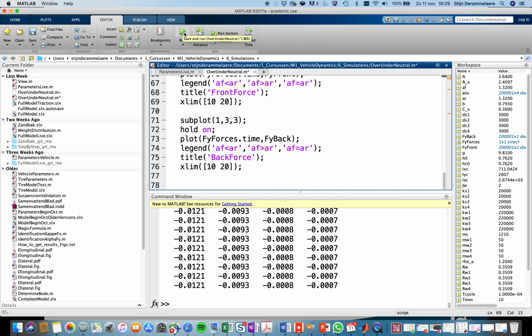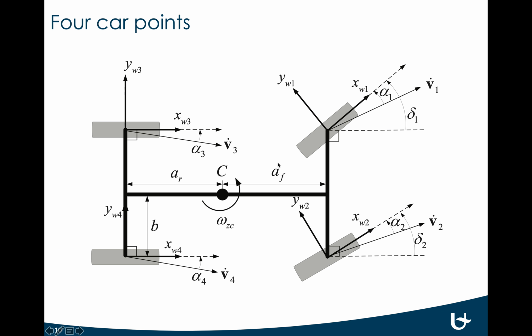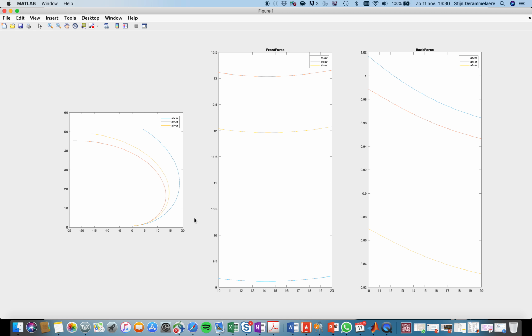If we run this script, we will obtain these graphs. As you see, you have a certain turning radius if AF is equal to AR. If AF, however, becomes smaller than AR, that means that you will put your center of gravity of the car towards the front. AF becomes smaller, the center of gravity moves towards the front of the car. In that case, you see that you will have what we will call understeer.